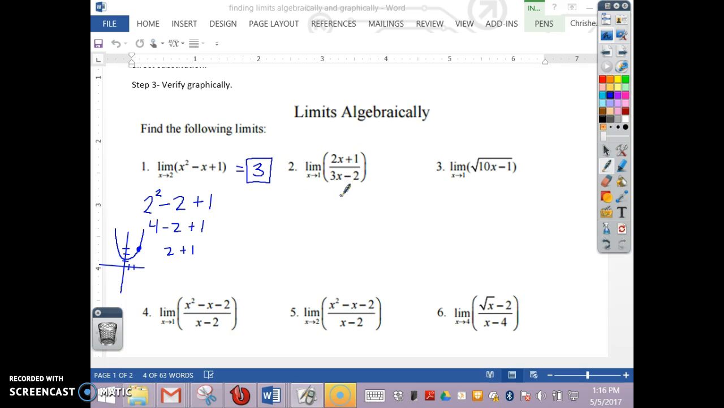What about this one? Fractions, oh, I get nervous sometimes, so let's see. 2 times 1 plus 1 over 3 times 1 minus 2. 2 times 1 is 2, plus 1 is 3. 3 times 1 is 3, minus 2 is 1. So that's 3 again.